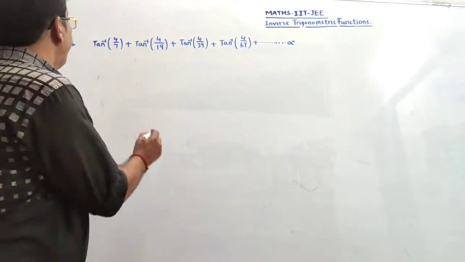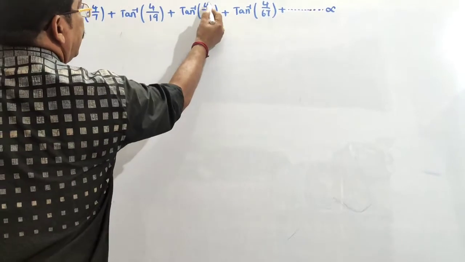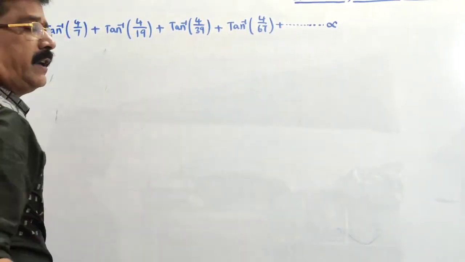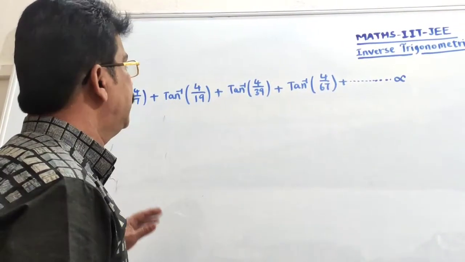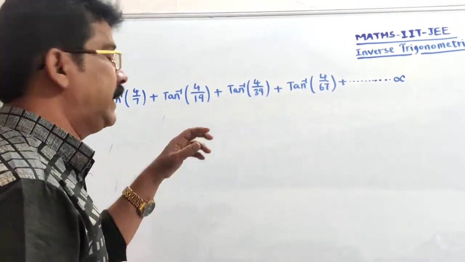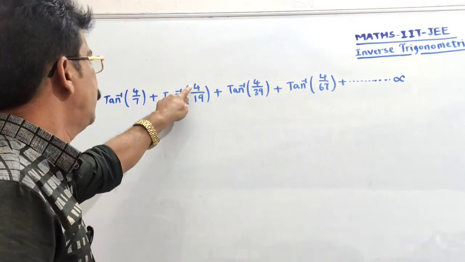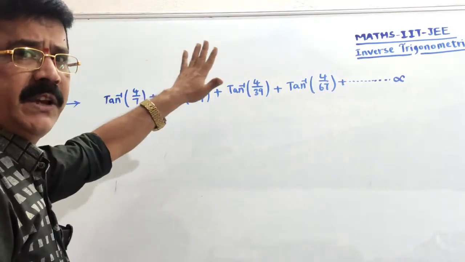Next question. Tan inverse of 4 by 7, tan inverse of 4 by 19, 4 by 39, 4 by 67 and so on up to infinity. If possible, it is better to find the nth term. But the great advantage is that in the numerator one fixed value 4 is there. Then 50% it became easy.